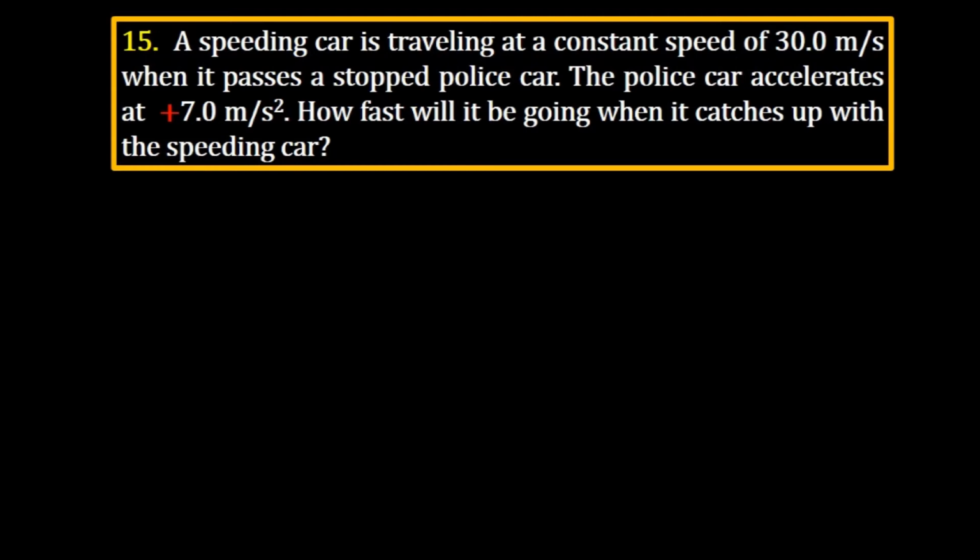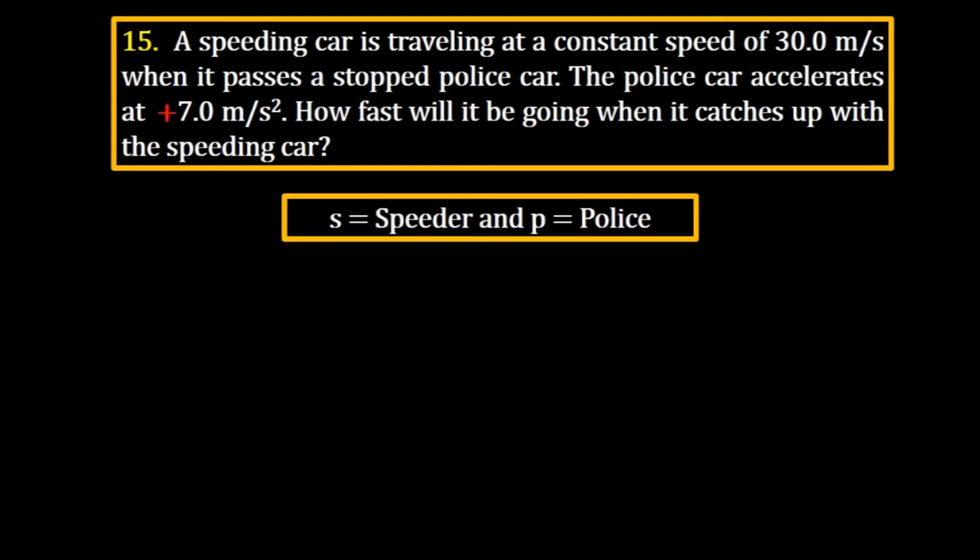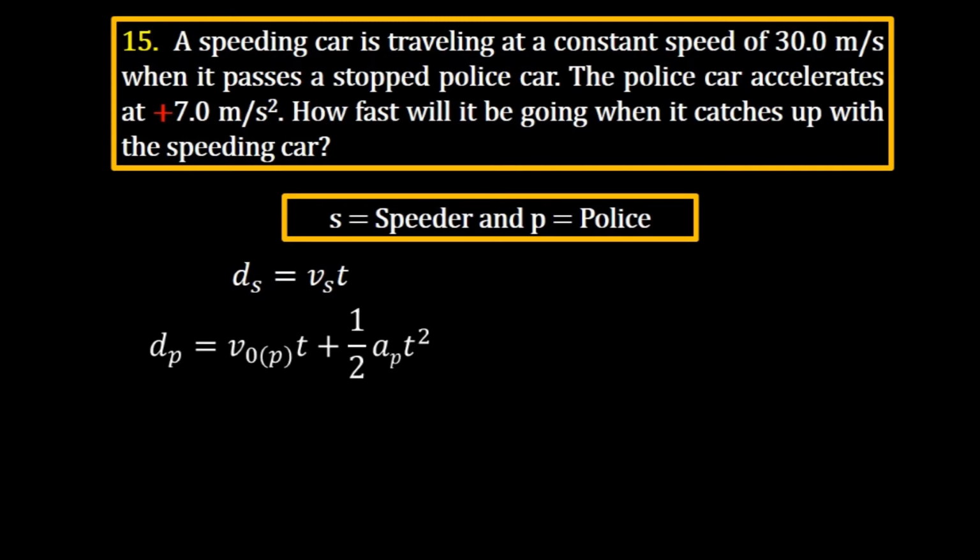We're going to do simultaneous equations. The big difference here is that when the policeman catches up with the car, they will have gone the same distance from when the policeman starts to accelerate. So the speeder is S, the police is P. The speeder will go at a constant velocity, ds equals vst.